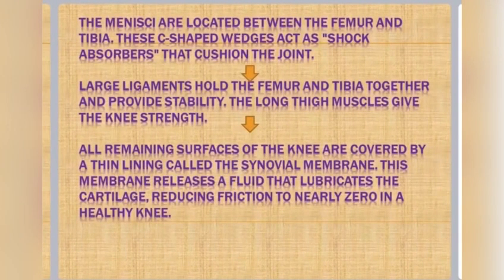The menisci are located between the femur and tibia. These C-shaped wedges act as shock absorbers that cushion the joint. Large ligaments hold the femur and tibia together and provide stability. The long thigh muscles give the knee strength. All remaining surfaces of the knee are covered by a thin lining called synovial membrane. This membrane releases a fluid that lubricates the cartilage, reducing friction to nearly zero in a healthy knee.